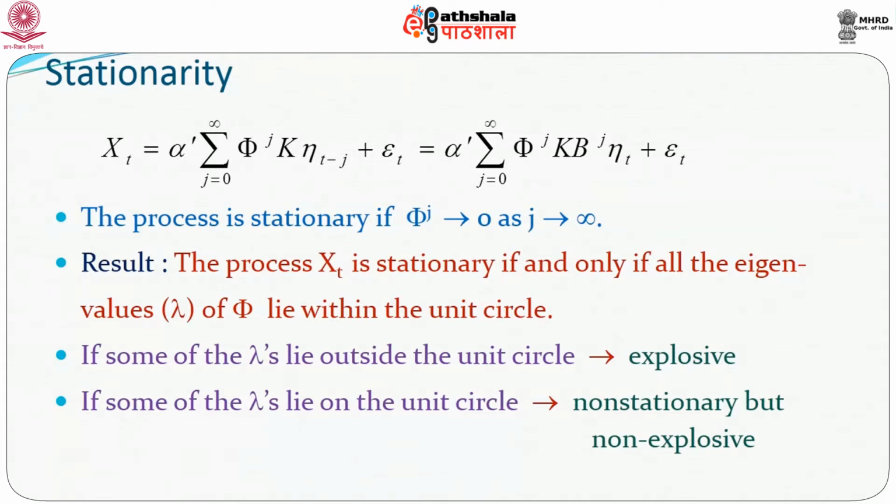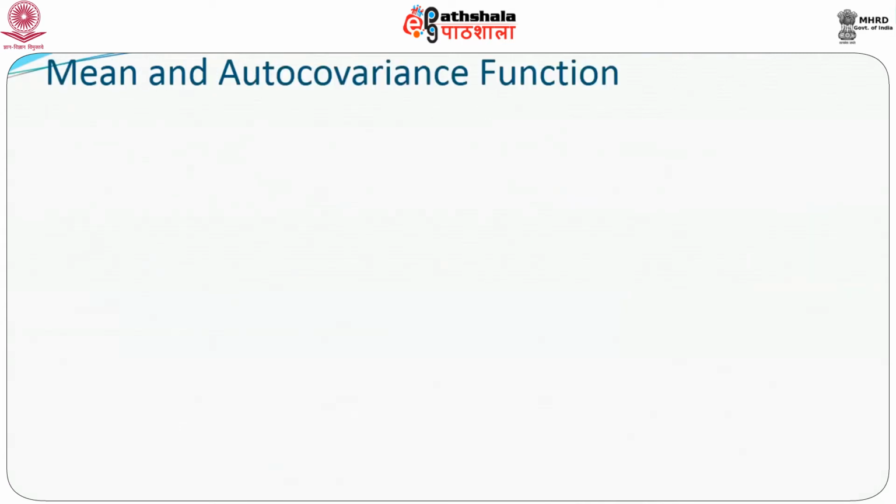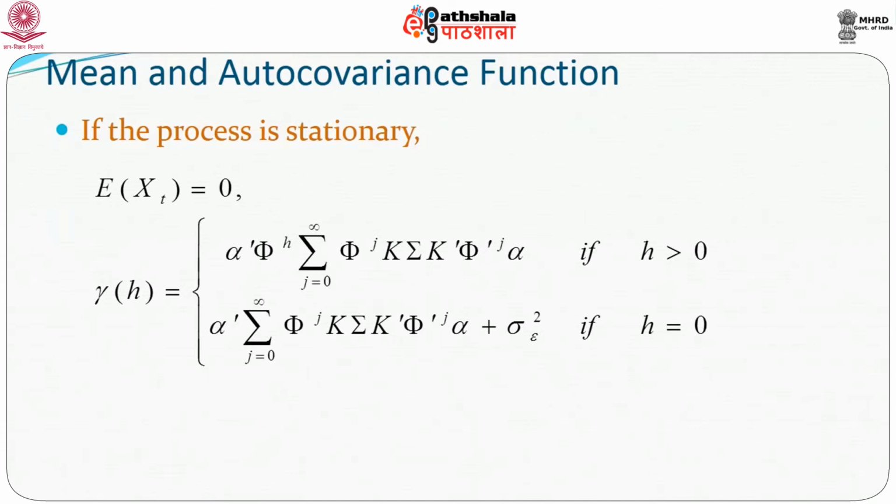Next, let us look at the mean and autocovariance function of the process. Of course, we will be looking at the mean and autocovariance function only if the process is stationary. So, assume that the process is stationary. In any condition, of course, expectation of xt is going to be 0, because if we look at the last representation where we represented xt in terms of the eta t's and the epsilon t's, eta t and epsilon t each have expectation 0, and hence expectation of xt is equal to 0.